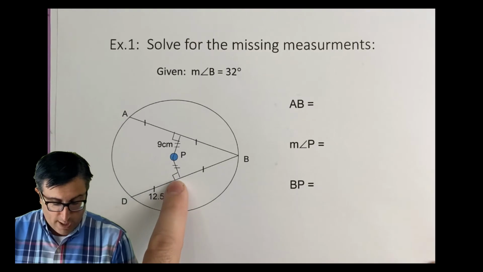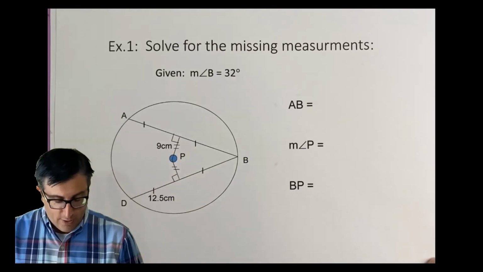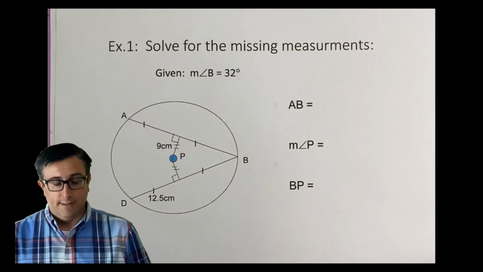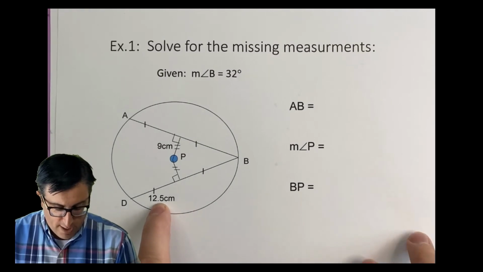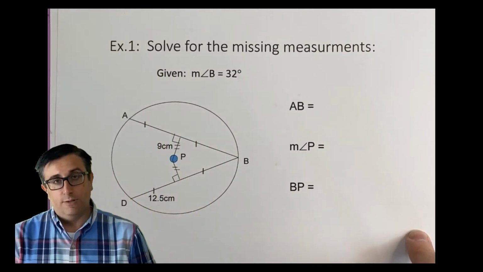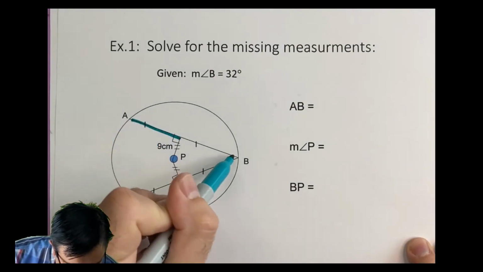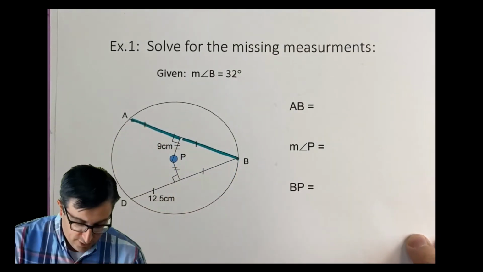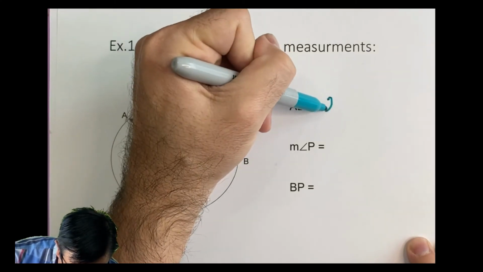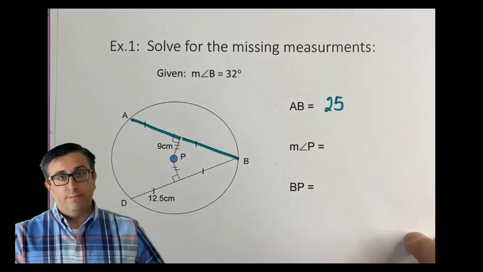Now, since there's also a right angle here and here, that also means that the chords got bisected. So if this piece is 12.5, all 4 pieces are 12.5. Easy math, this is 12.5. This section is also 12.5, so that means AB is 25.